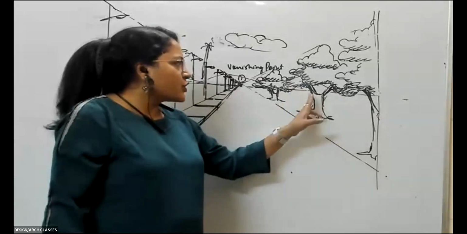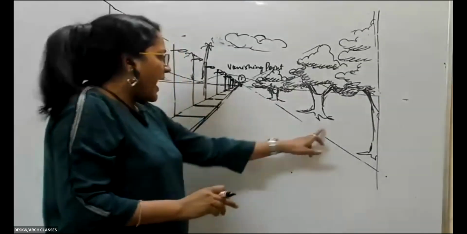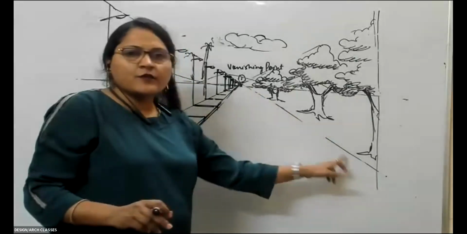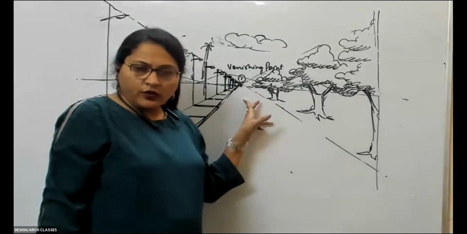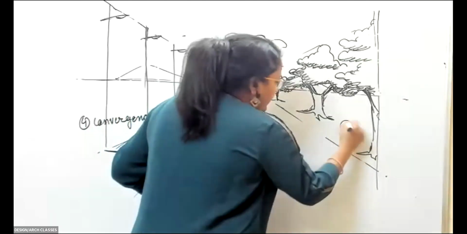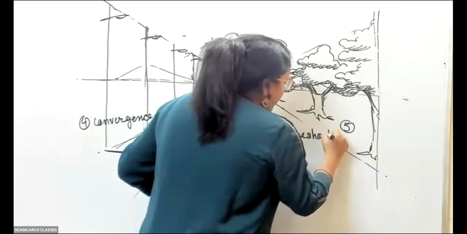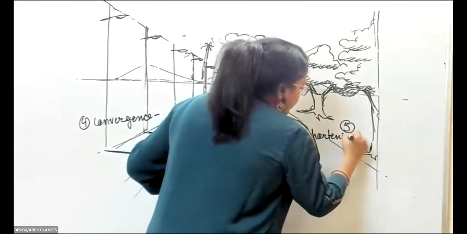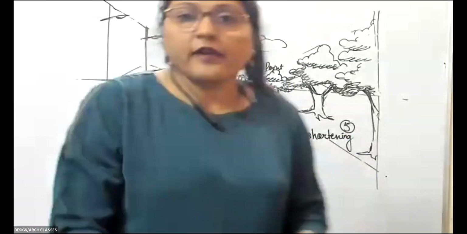But I have drawn them comparatively smaller as per the distance which is shown here. Is it true? Class? Yes. So this is known as point number 5. This is known as foreshortening. Foreshortening. लिखिए.